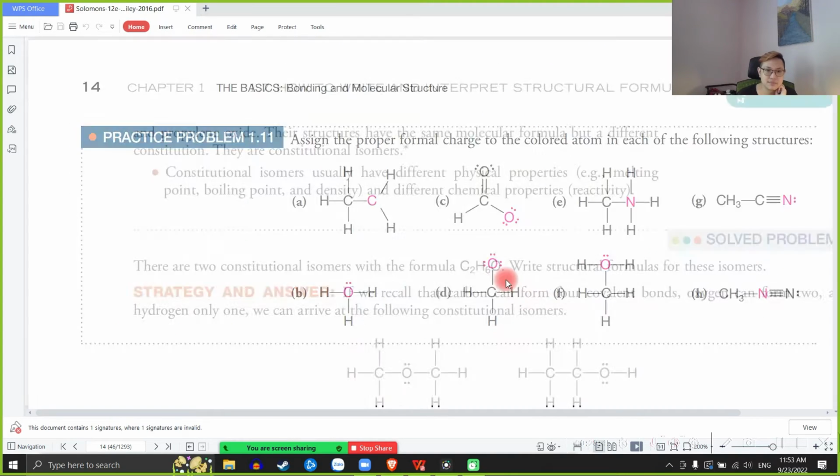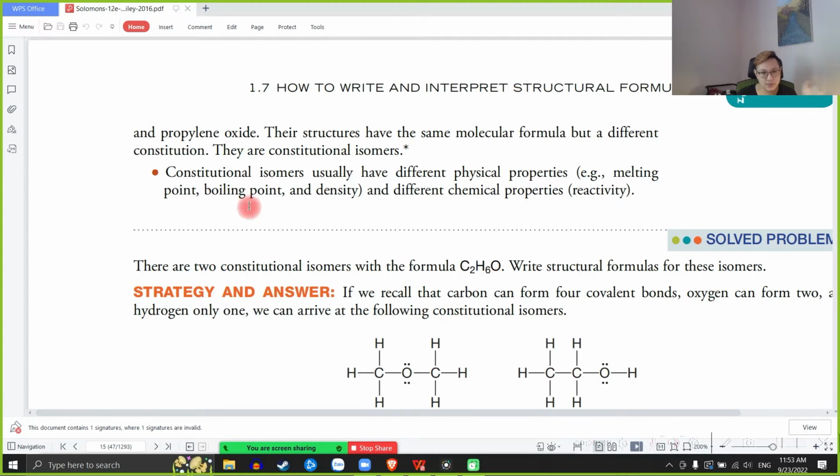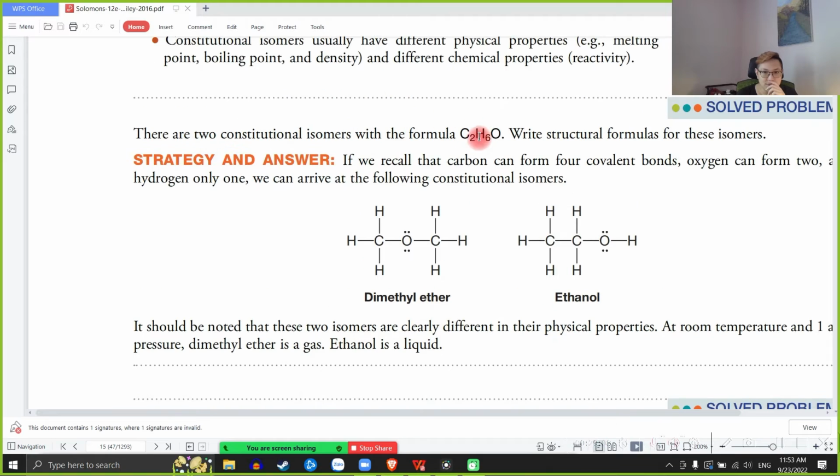Now let's move on. Of course, constitutional isomers, because the atoms are bonded differently, usually have different physical properties, which are melting point, boiling point, and density as well. And different chemical properties, which is how they react with things, or reactivity. So let's look at this one. C2H6O. You have to write structural formulas for these isomers. Structural formula is just another way to say constitutional isomers, you know.